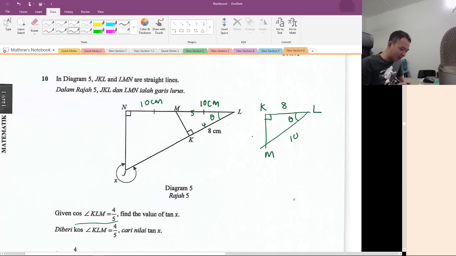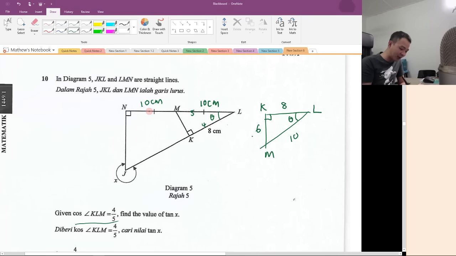So what I'm doing here is, we can now know this is 6, right? Because of Pythagoras, 3, 4, 5. Or you can use 10 squared minus 8 squared, you get 6, alright? So right now they ask me about tangent x. Okay, this question is a bit tricky.